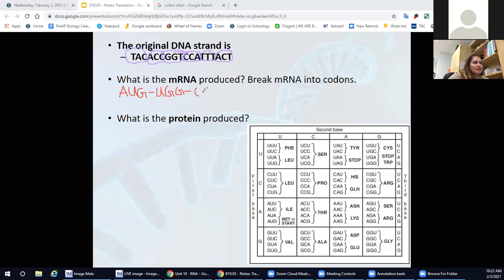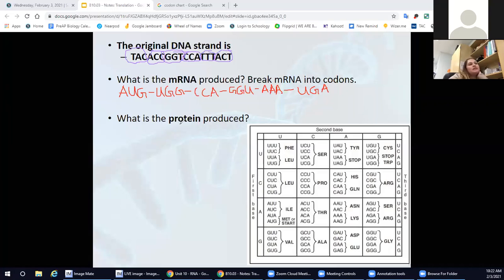Then I have another C because I have another G. T is gonna go with A. Then I got my CCA. That's gonna be G, G, U. Then I have my TTT. That's gonna be A, A, A. Then I have my ACT. A is gonna go with U. C is gonna go with G. And T is gonna go with A.